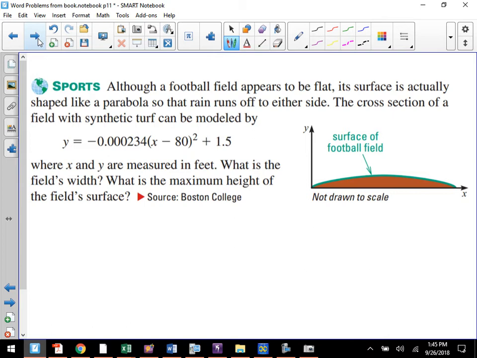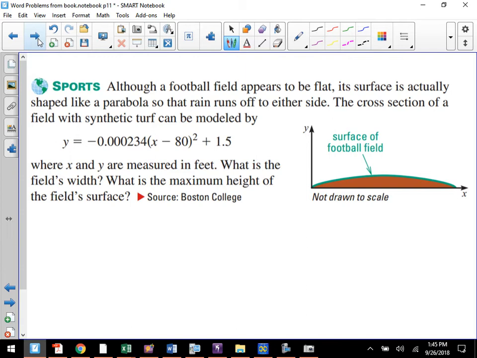All fields, if they're done correctly, have what's called a crown to them, and that crown allows the runoff for rainwater. It's ever so slightly sloped, so that you don't notice it, because you wouldn't want to. Just think of running up there and going, my calves are killing me. Think of that leg workout. You wouldn't want that. But yeah, this is a very slight thing.